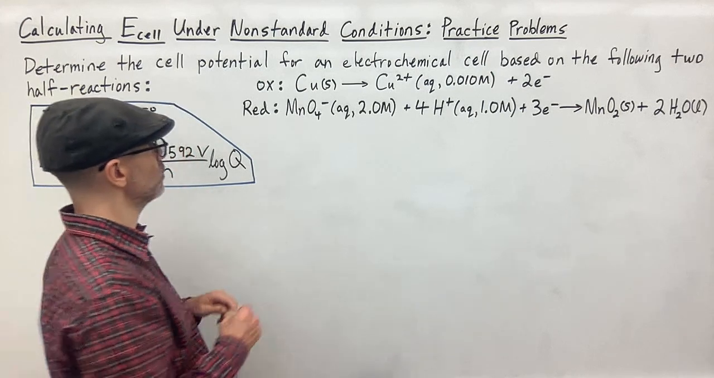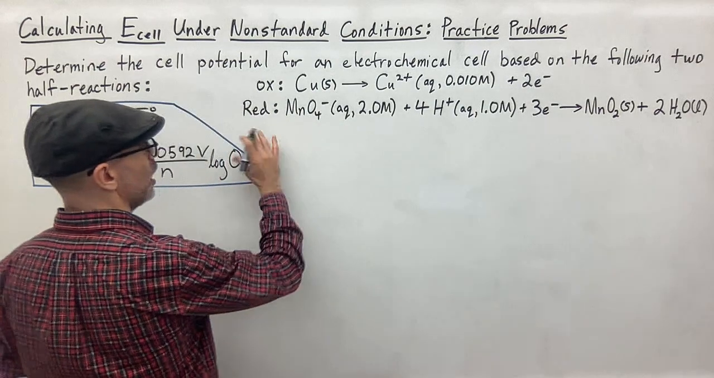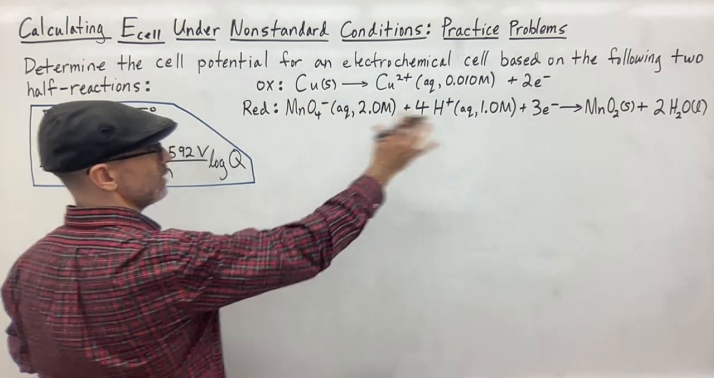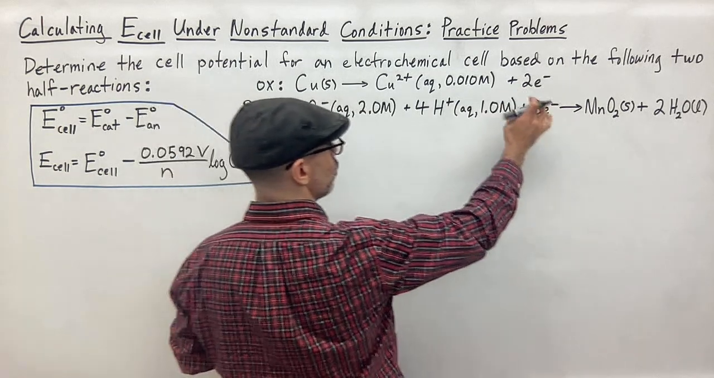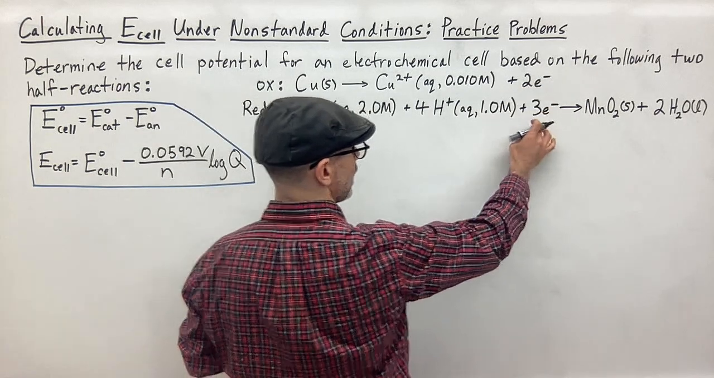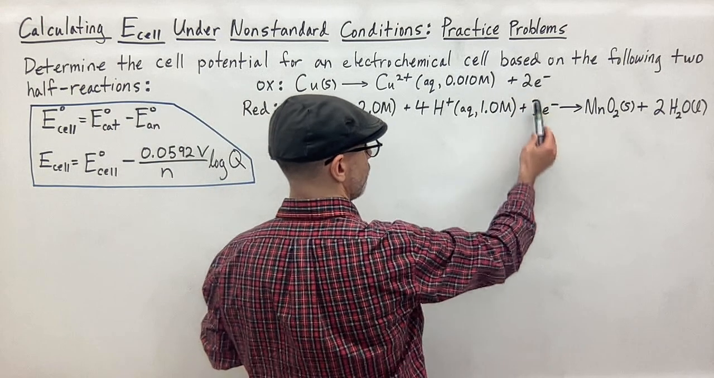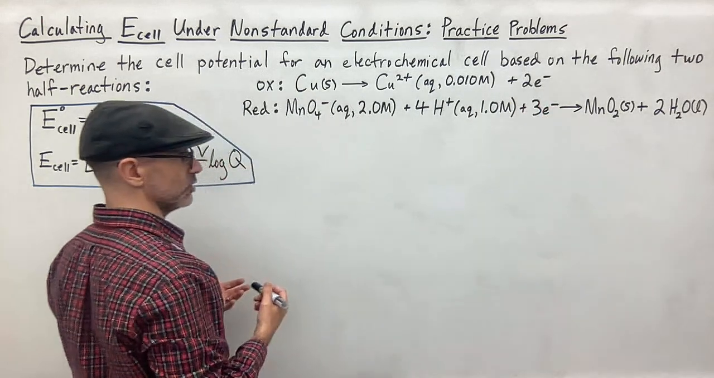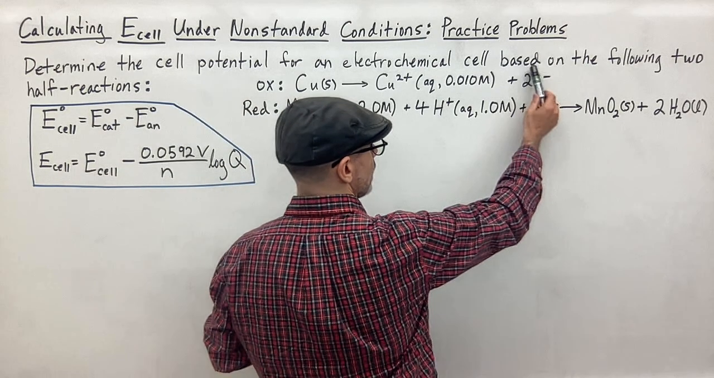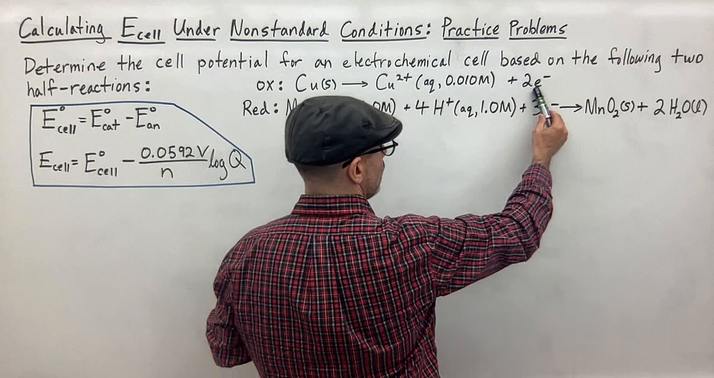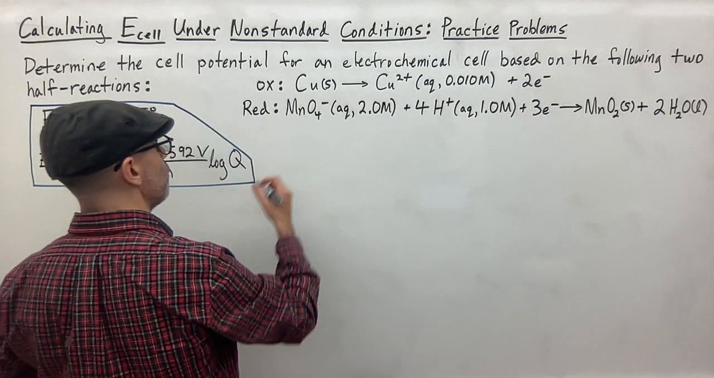So here we have copper. I'm going to rewrite copper to give us the right amount of electrons. In order to get these to the same, we would have to multiply each of these by a factor that would give us the result. So for example, 6. If we multiply this by 3, we would get 6. If we multiply this by 2, we would get 6.